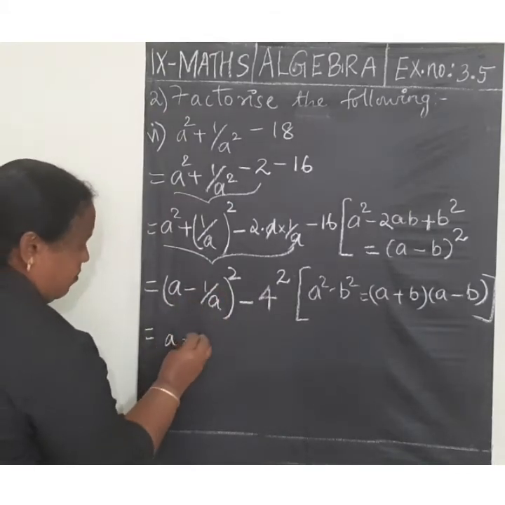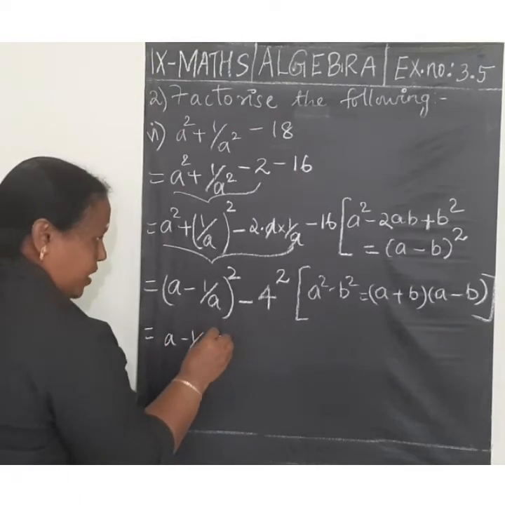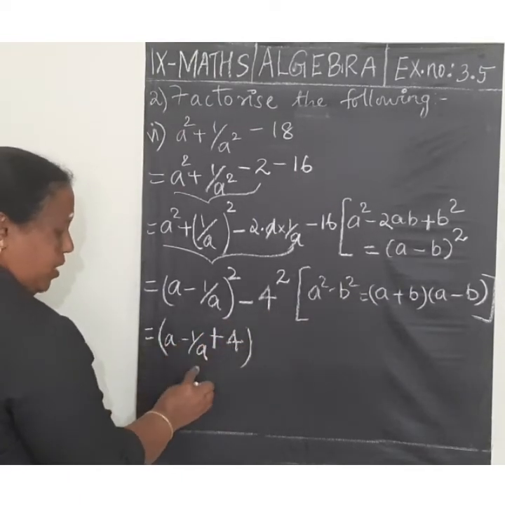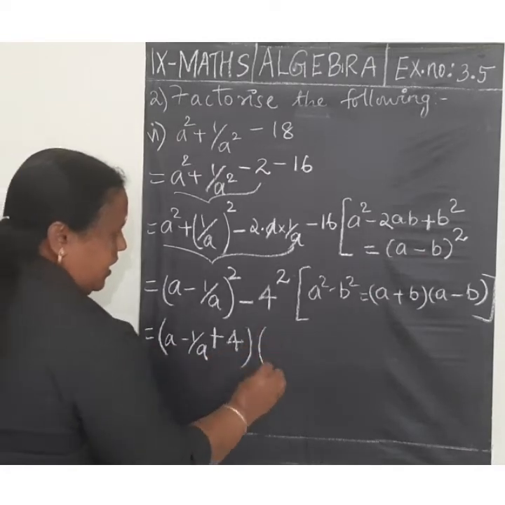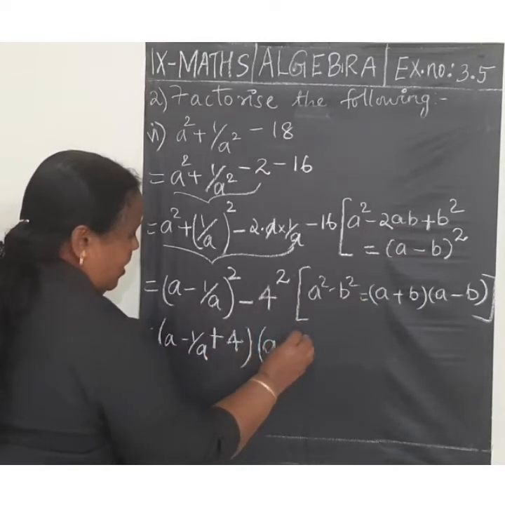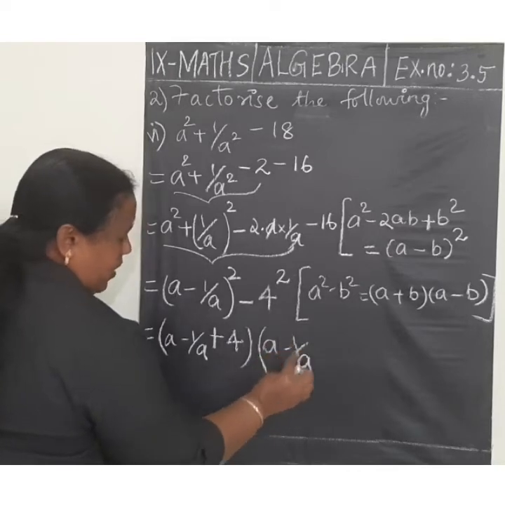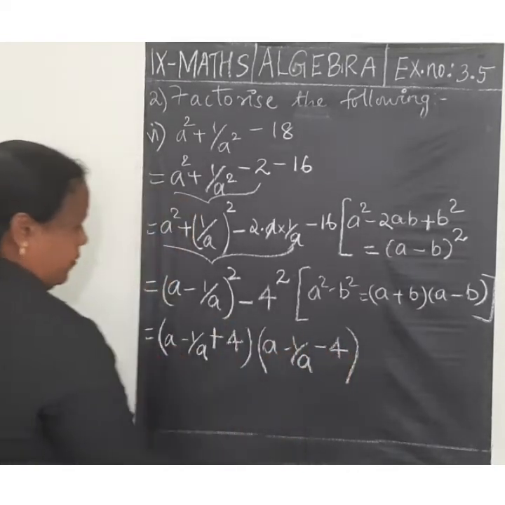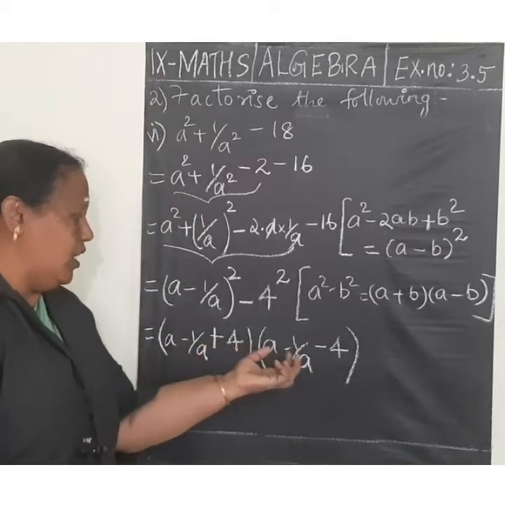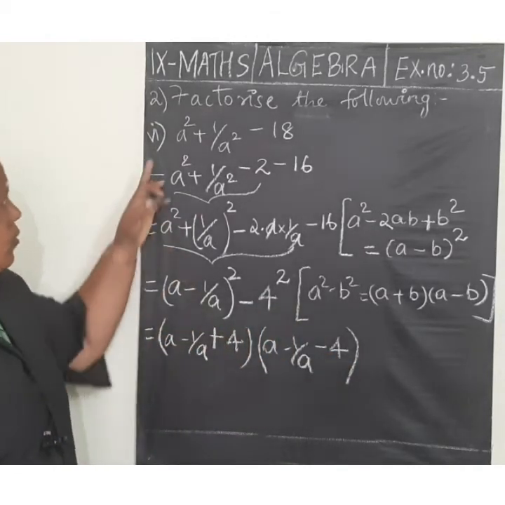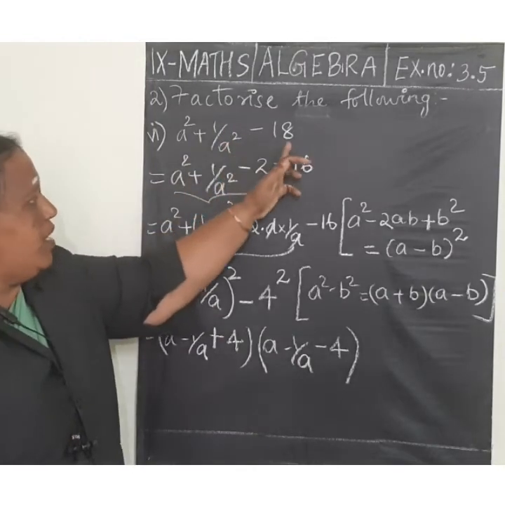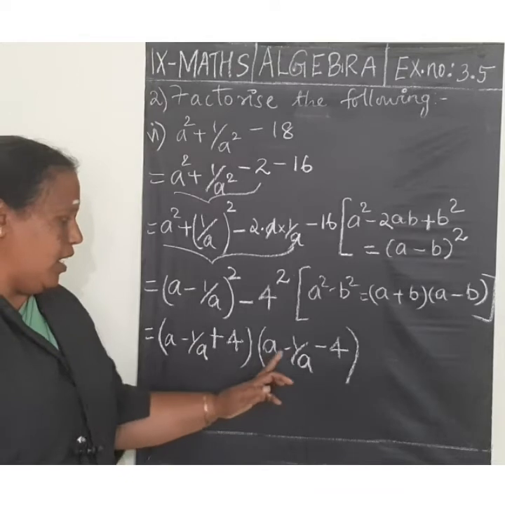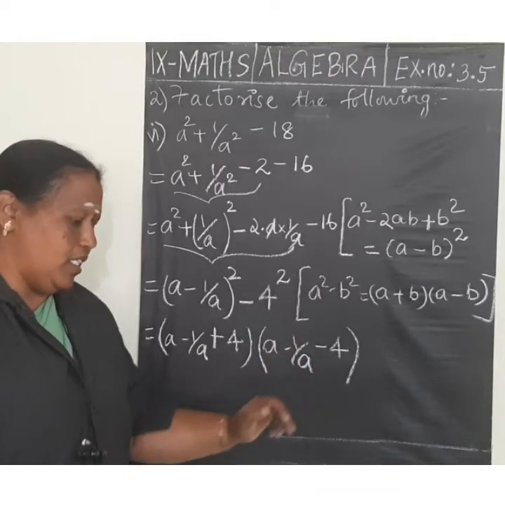So a minus 1 by a plus b is our 4. So plus 4. A minus 1 by a plus 4. Next a minus b. So a minus 1 by a minus b is our 4. So a plus b, a minus b. So a squared plus 1 by a squared minus 18 is equal to a minus 1 by a plus 4, a minus 1 by a minus 4.